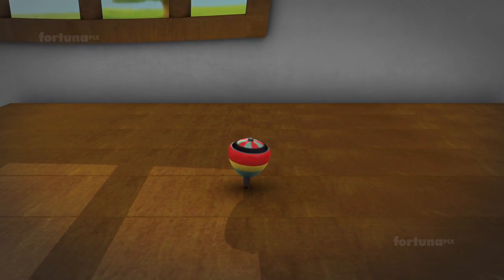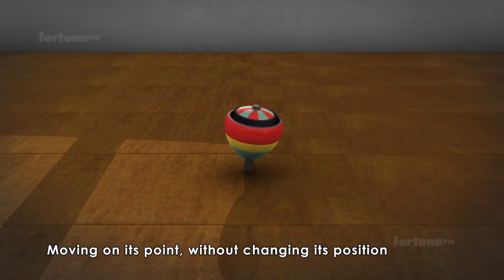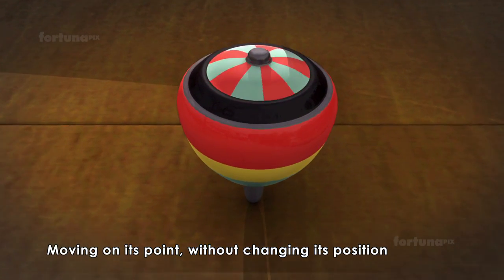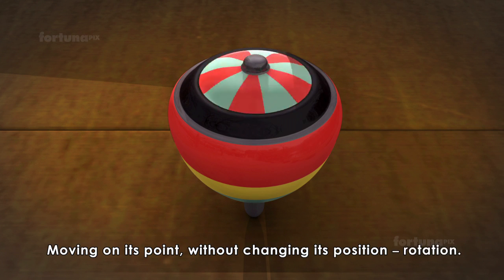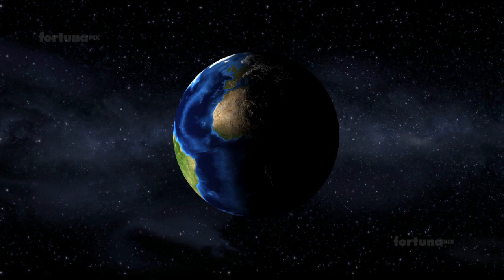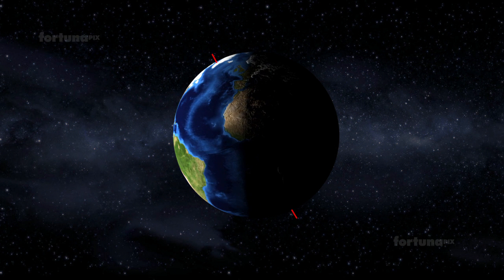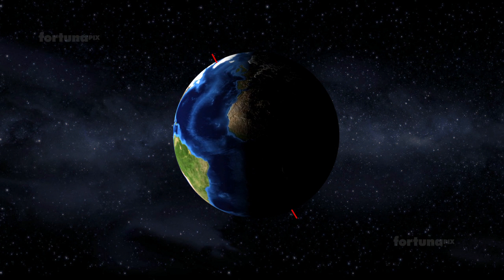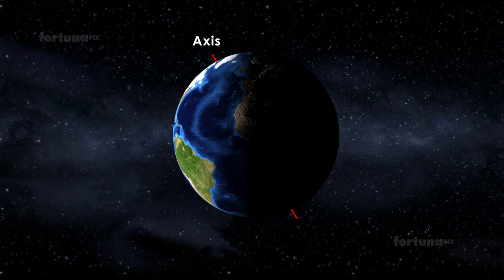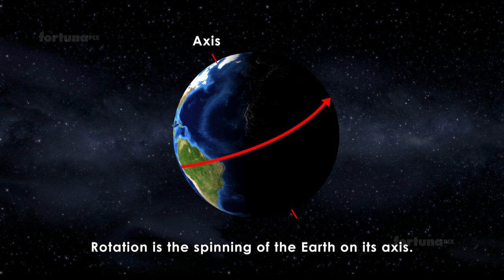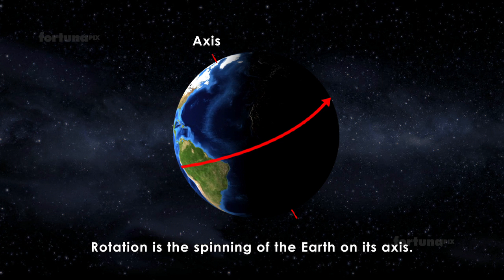Let's look at a spinning top. It is moving round and round on its point without changing its position. This spinning is called rotation. Our Earth also spins around itself on an imaginary line that passes through its center. The imaginary line is called the axis. Our Earth rotates from left to right. So we can say that rotation is the spinning of the Earth on its axis.